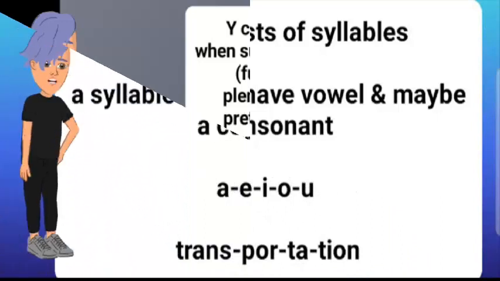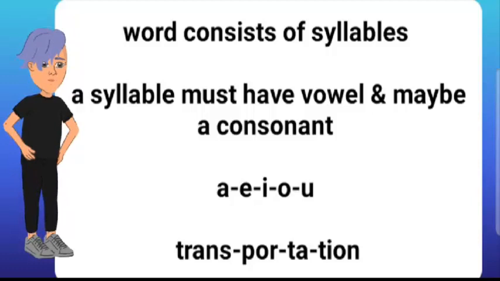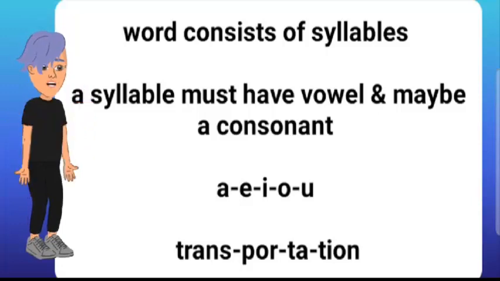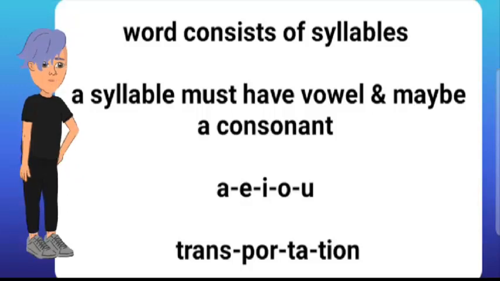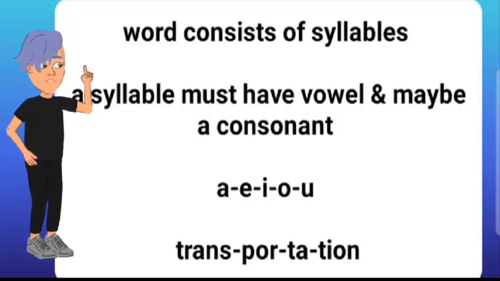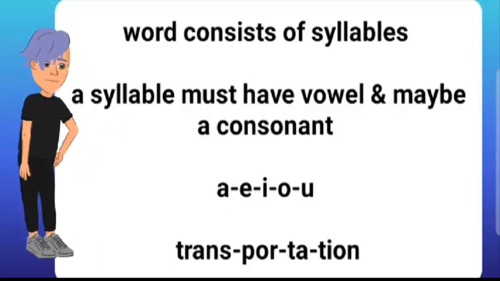Also, to help you with spelling, you should know that a word consists of syllables. Example, transportation. Transportation, four syllables. A syllable consists of a vowel and maybe a consonant. Vowels in the English language are A, E, I, O, U. The other letters in the English alphabet we call consonants. So that will help you with the spelling.